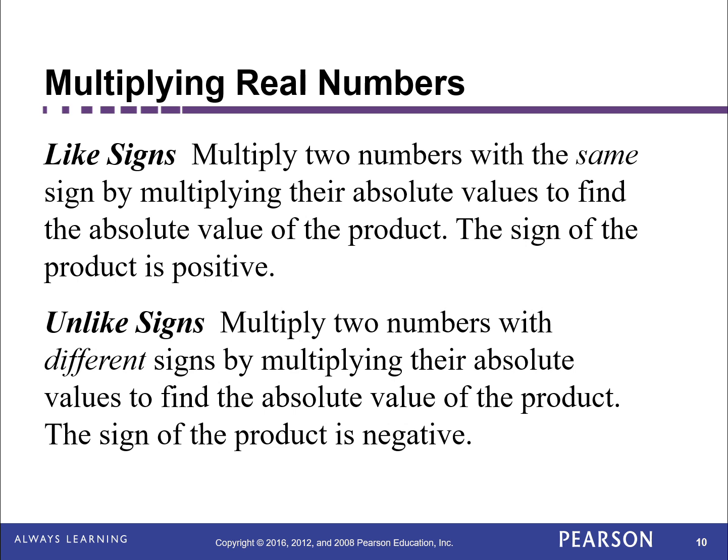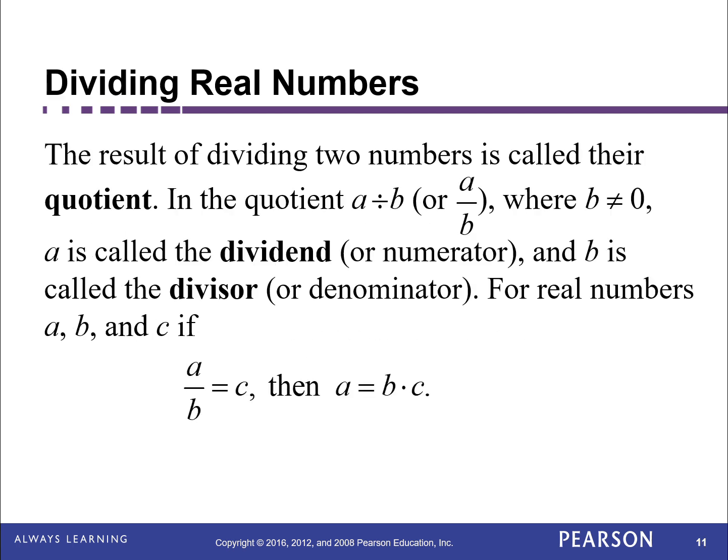Now with unlike signs, we're multiplying two numbers with different signs by multiplying their absolute values to find the absolute value of the product, and the sign of the product is negative. So if I multiply a positive and a negative, it turns out negative. If I multiply a negative and a positive, it turns out negative as well. Unlike signs wind up with a negative outcome when multiplying.